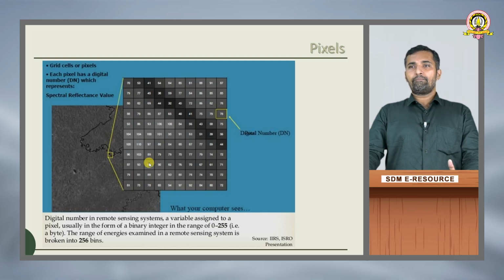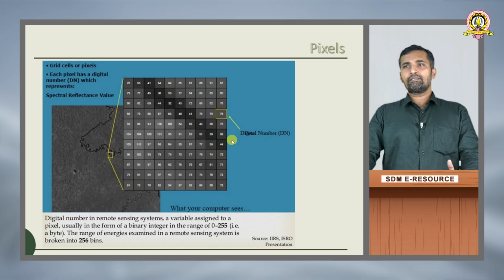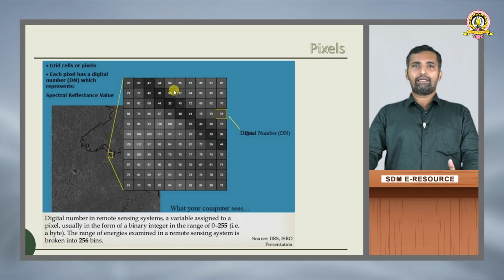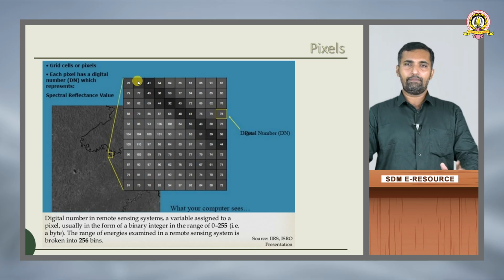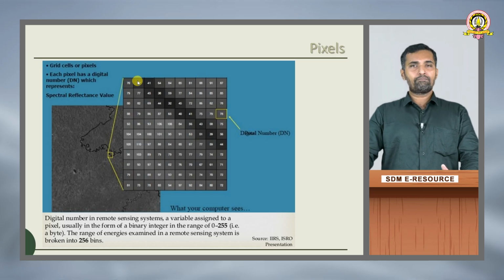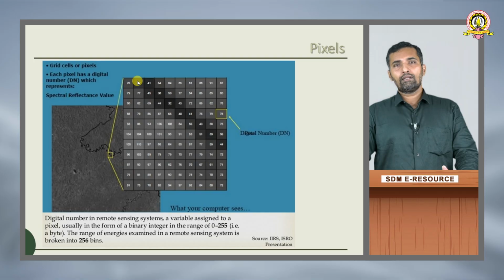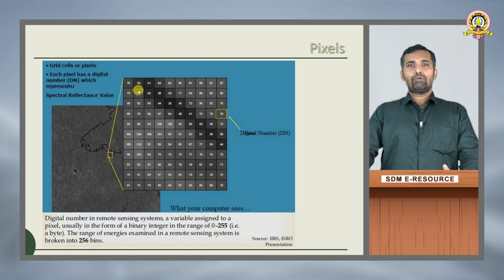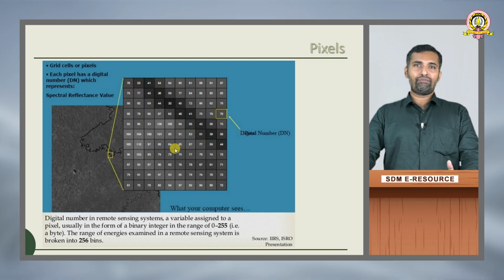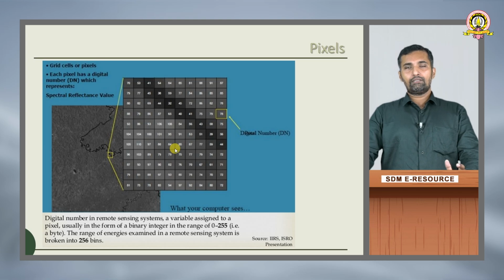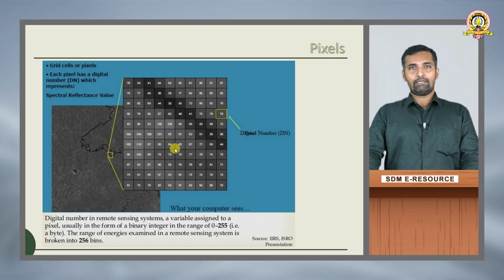Here, for example, all these pixels are using the binary system. If a satellite image or any image has 8-bit data, it means there are a total of 256 grayscales. That means the lowest number will be 0, and the brightest number will be 255. That is the idea of a DN number, the pixels.